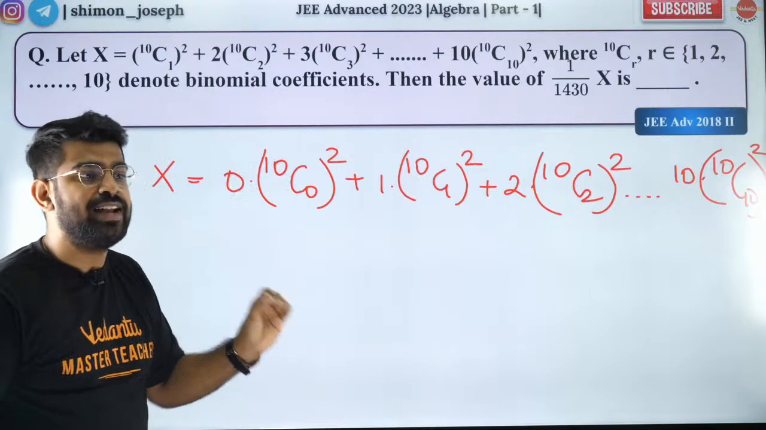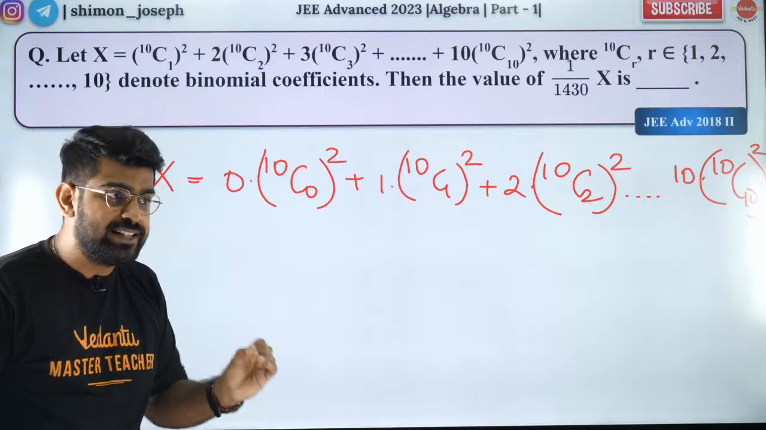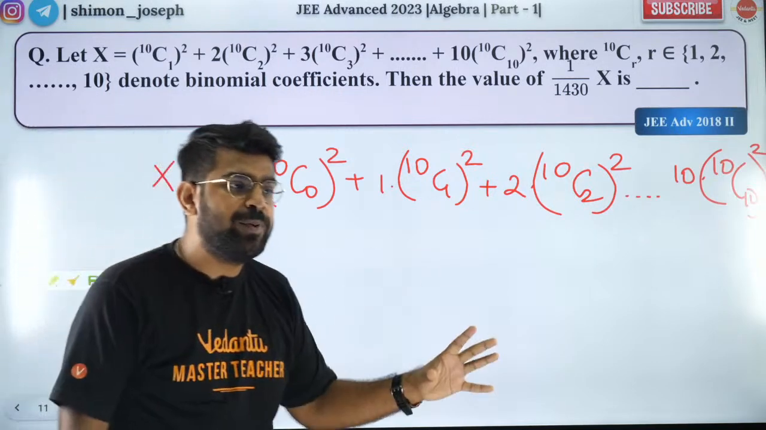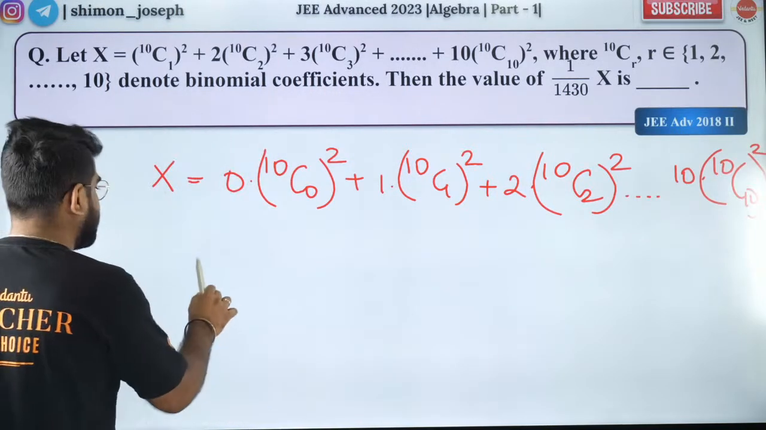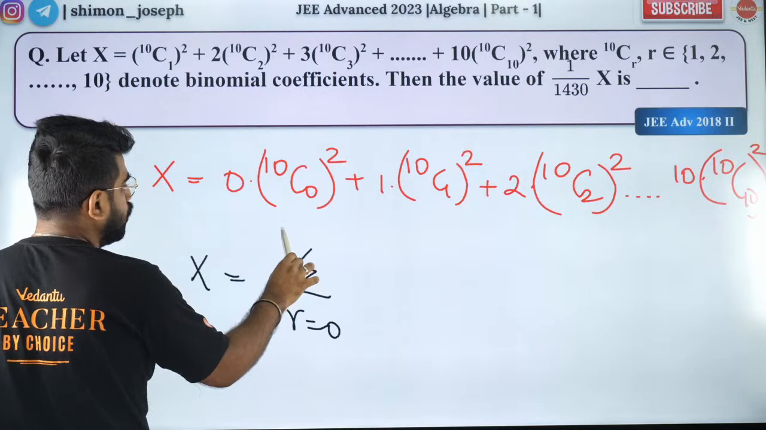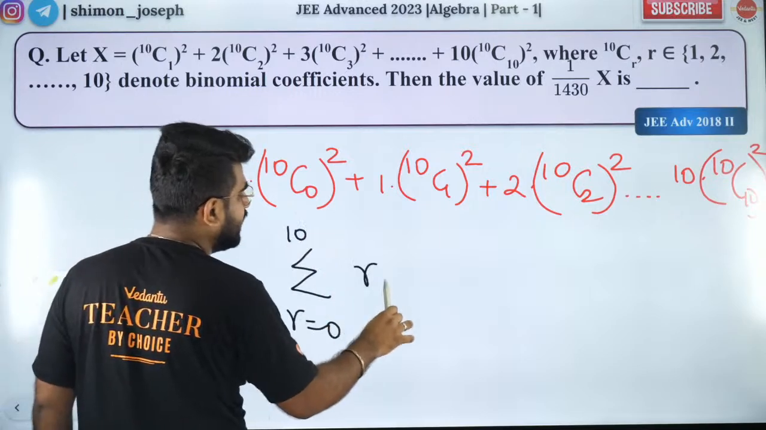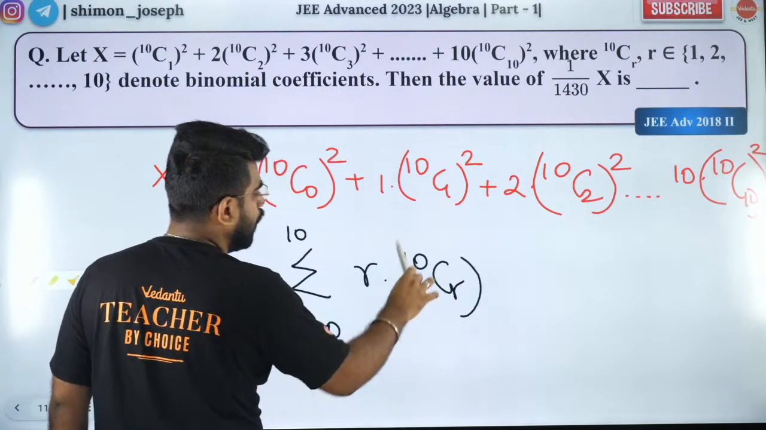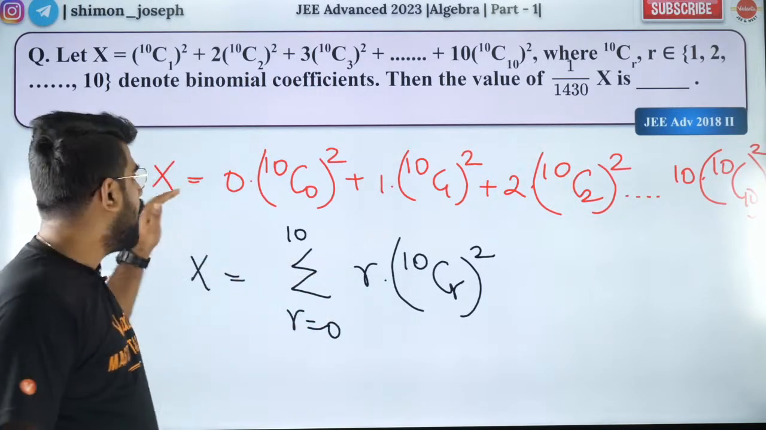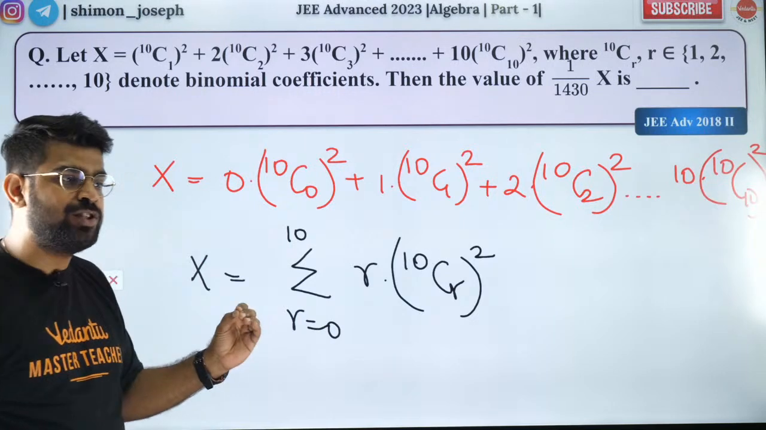Please let me know in the chat, my dear boys and girls. I want you all to be very involved in the chat. Only then we'll move forward. Everybody happy with this? So now I will write x, listen carefully, in sigma notation. I will write sigma r equal to 0 to 10, r into 10Cr whole square. Correct? Is this sigma notation going to represent whatever summation we have here? Everybody happy with this? Superb.